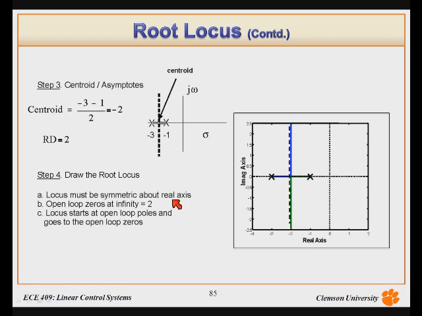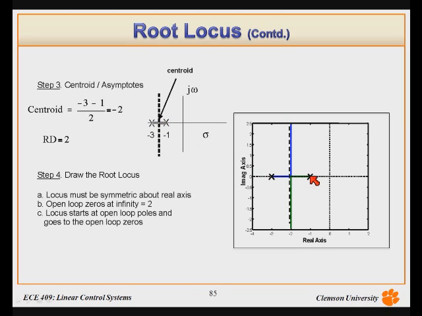The locus must be symmetric about the real axis. We have 2 zeros at infinity because the relative degree is equal to 2. And the locus must start at the open loop poles, which are the x's, and move to the zeros, which can be circles or at infinity. So I'm now ready to draw the root locus. And remember, this portion of the root locus must be on the real axis, so it is shaded, so it must be part of the root locus.